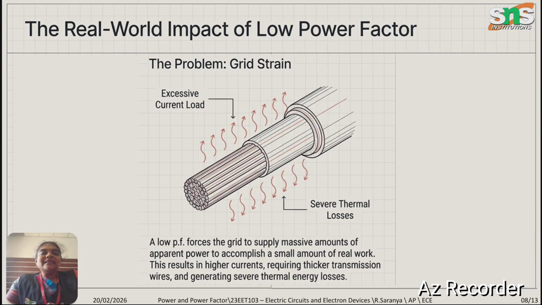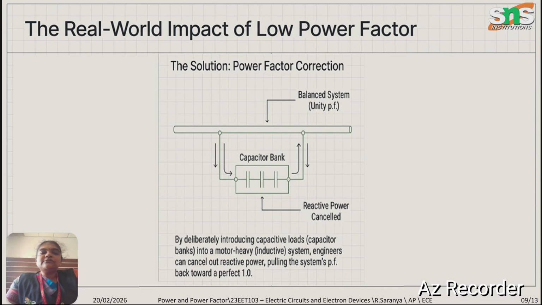So when low power factor forces the grid to have severe thermal losses, what is the solution for this? We will be using a capacitor bank. We will be loading the capacitors into motor heavy systems, so the reactive power gets cancelled, pulling the system back towards perfect unity power factor. So the solution for power factor correction is using the capacitor bank.